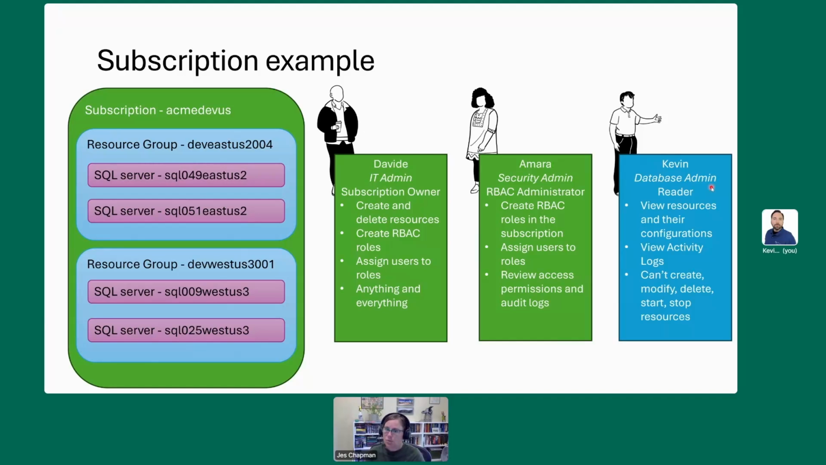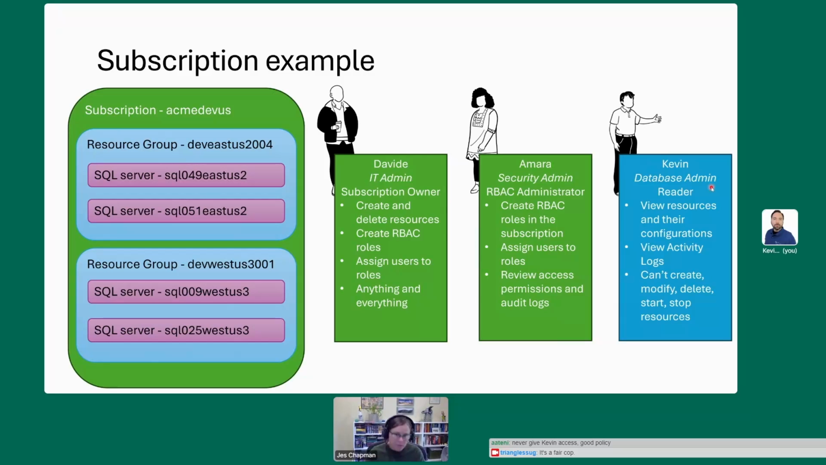So for each of these two resource groups, he could go in and see there are SQL servers, and he could see their configurations, their networking rules, that sort of thing. He can see if virtual machines exist. He could see if storage accounts exist. He can view activity logs for the resource group. But he cannot create or modify or delete or start or stop or do anything with the resources themselves.